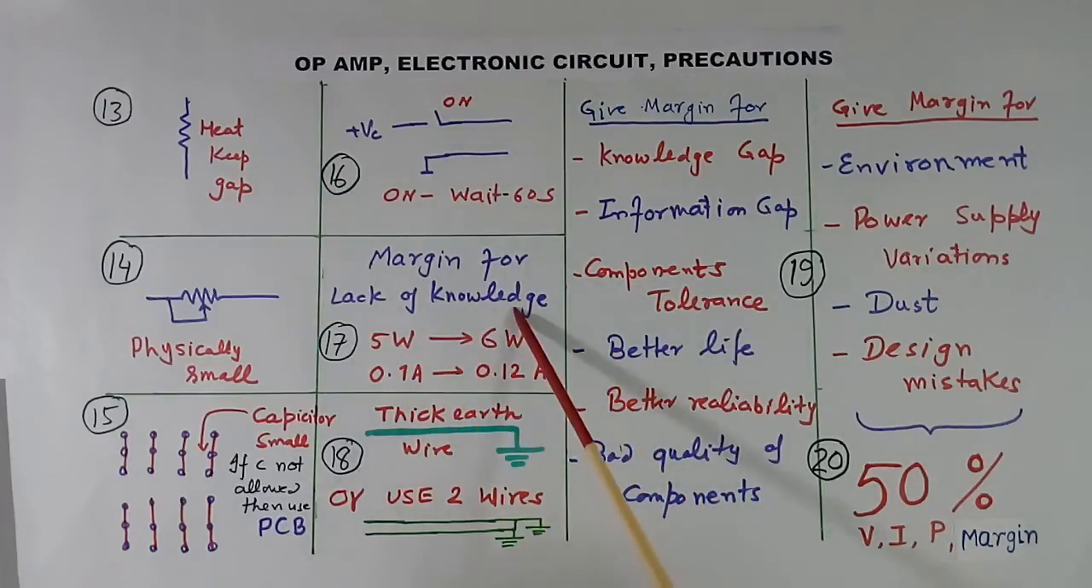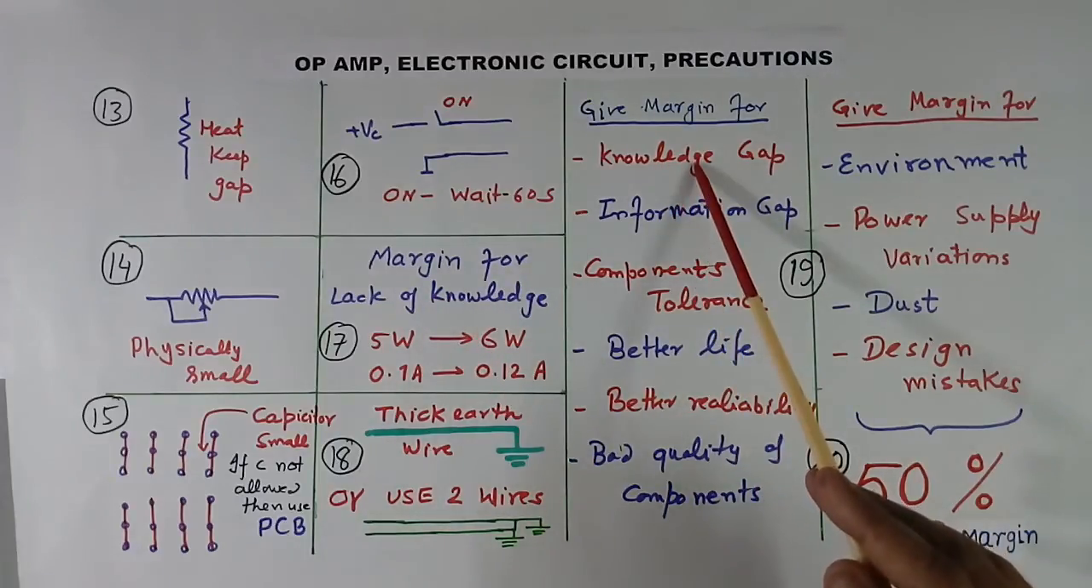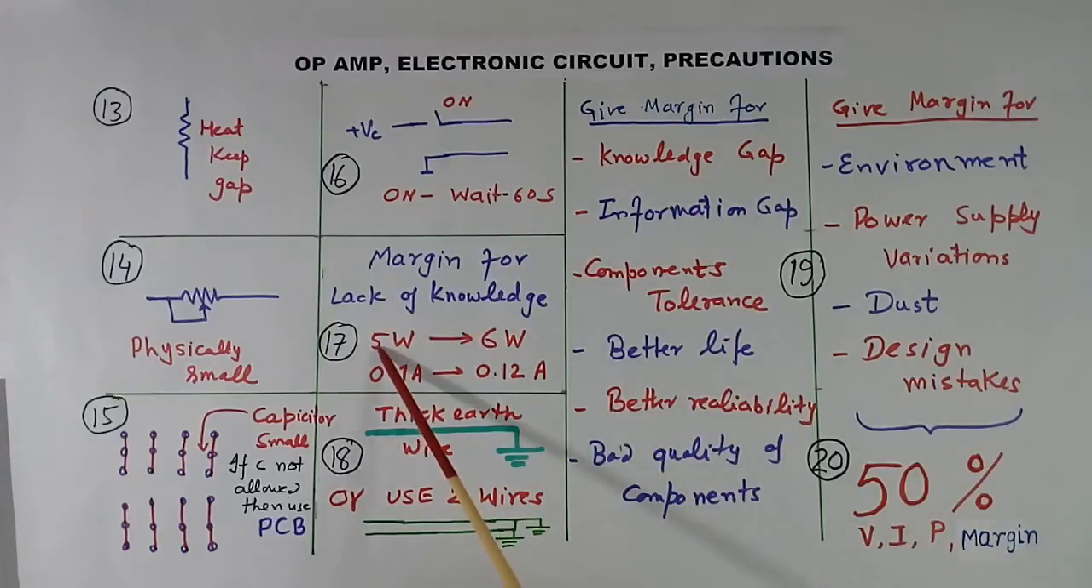Then margin for lack of knowledge. We think we are 100% knowledgeable, when nobody is like this. Everybody has some lack of knowledge, even I have. So we should give margin for that. I will talk about this again here. Two times I have written this especially. If you are designing for 5 watt, make it 6 watt. If you are assuming your design value is 0.1 ampere, make it 0.12 ampere. This is called the margin for lack of knowledge. Don't assume you know 100%, or that I know 100%.